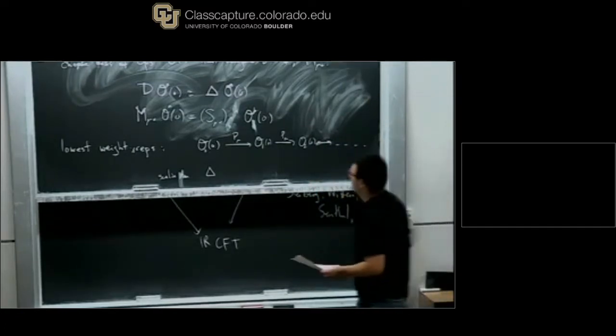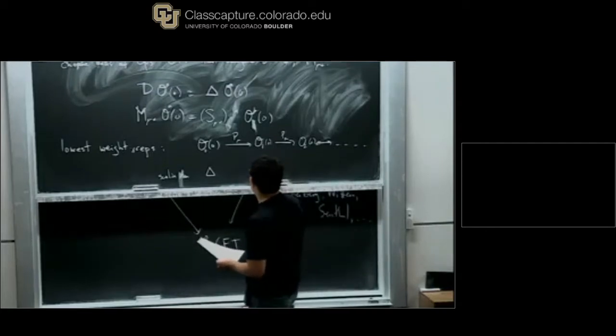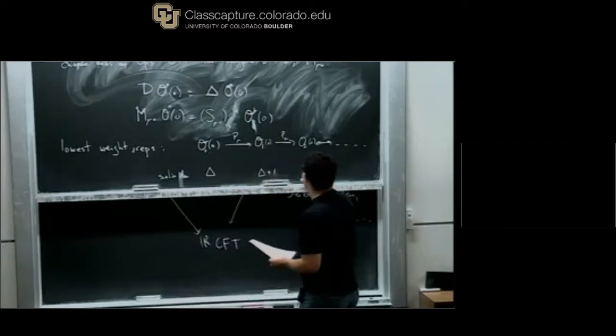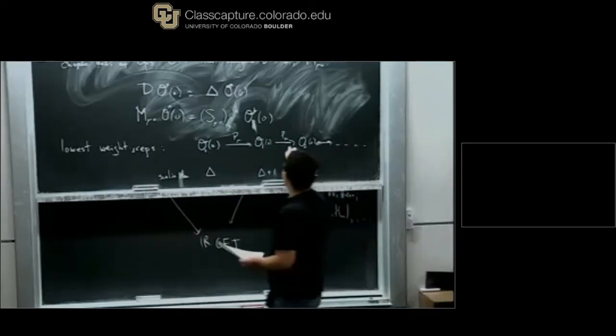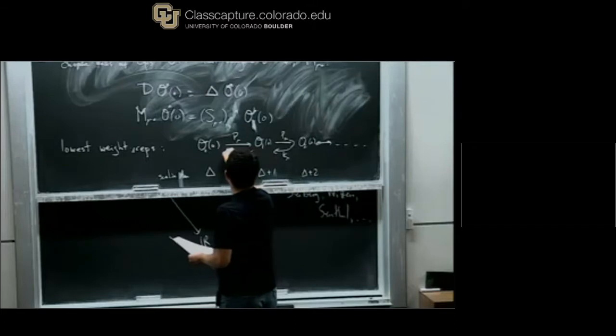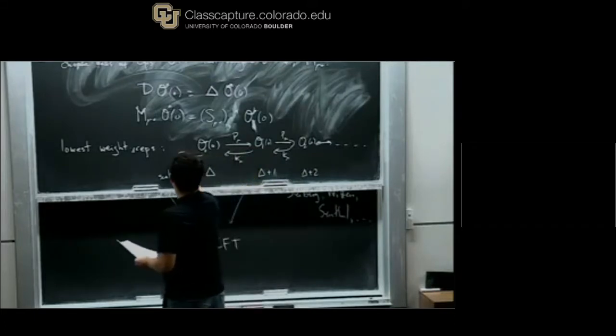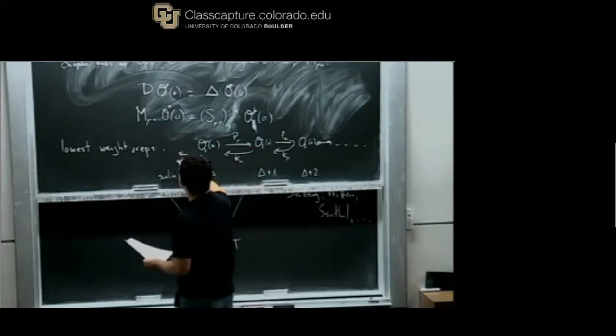And to go back, so after we act with P mu once, the scaling dimension would be delta plus 1. Twice would be delta plus 2, and so on. And to go back, we act with K mu. So it must be that if we act with K mu on the lowest one, we get 0.